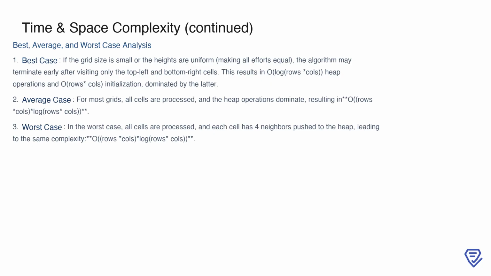For the average case, typical grids require processing all cells, and the heap operations dominate, leading to the time complexity of O(rows * cols * log(rows * cols)). Finally, in the worst case, every cell in the grid is processed, and each cell pushes its 4 neighbors into the heap. Even in this scenario, the time complexity remains O(rows * cols * log(rows * cols)), as the logarithmic cost of heap operations continues to dominate.